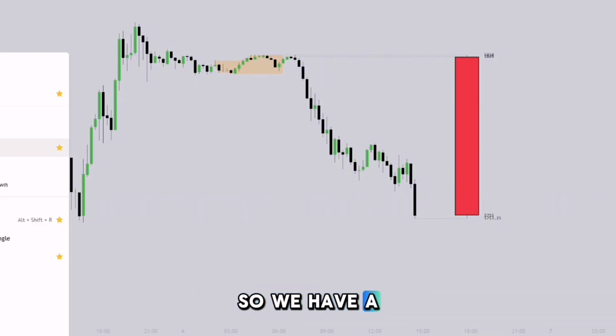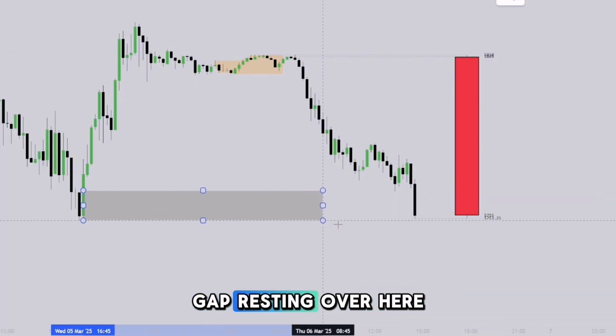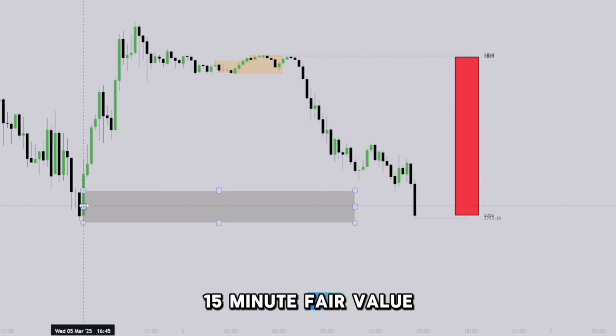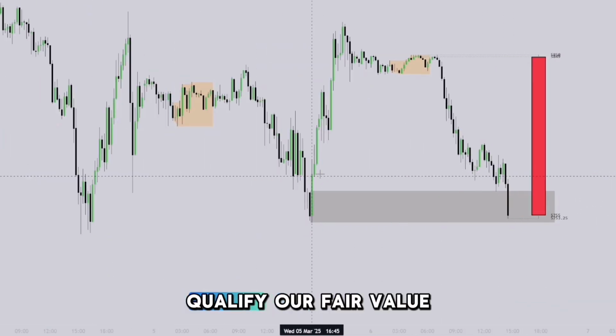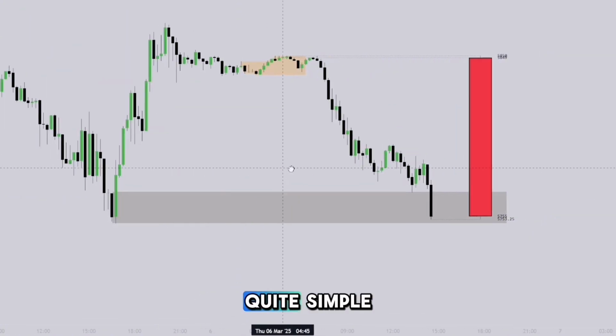So we have a 15-minute fair value gap resting over here. So this is our 15-minute fair value gap. I get some questions about this fair value gap. So how do we qualify our fair value gaps? Well, it's really, really quite simple.